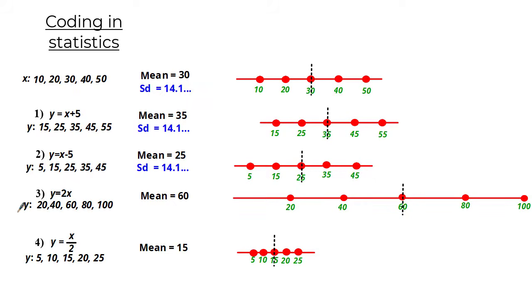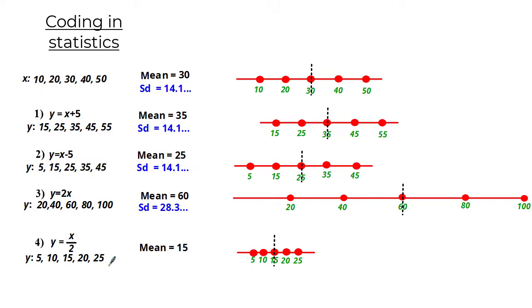Now let's have a look at the standard deviation for this coded data, which we found by multiplying all the x values by 2. Now by simply looking at this diagram, by the way that these points are distributed, we can see that the spread of the data around the mean is larger than that of the original data. In fact, if we work out the standard deviation of this data set using a calculator, we would see that it's equal to 28.3 and so on, which turns out to be exactly 2 times that of the original data.